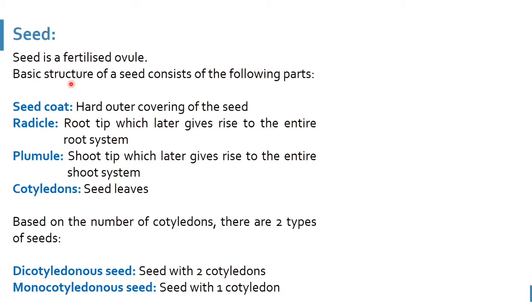Based on the basic structure, seeds can be divided into three or four parts. That is the seed coat, the hard outer covering of the seed; then the radicle, the root tip which further forms the root system; then the plumule, a shoot tip which later gives rise to the shoot system; and then there are cotyledons, meaning seed leaves. Here the plumule and radicle are also known as the embryonal axis or embryo axis.